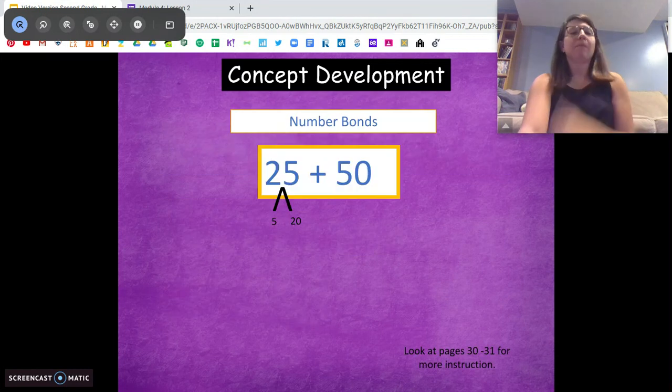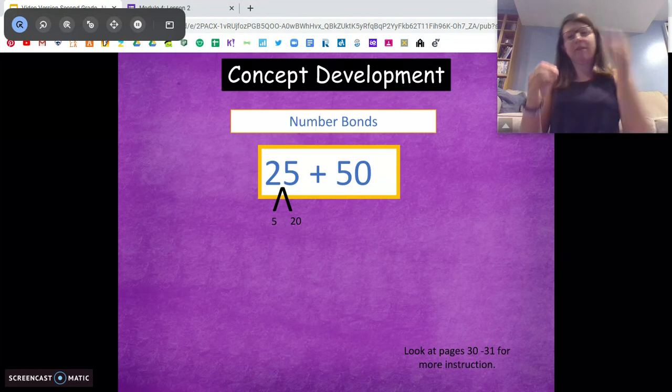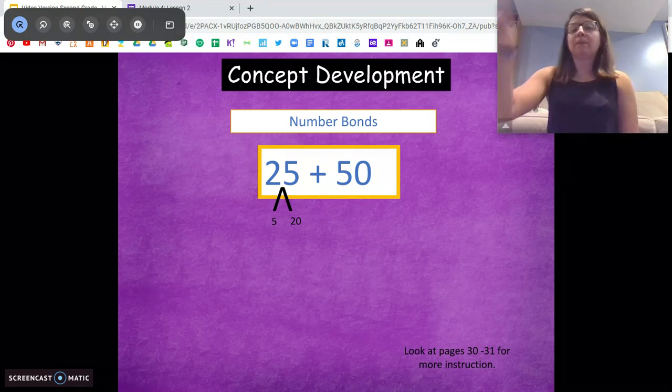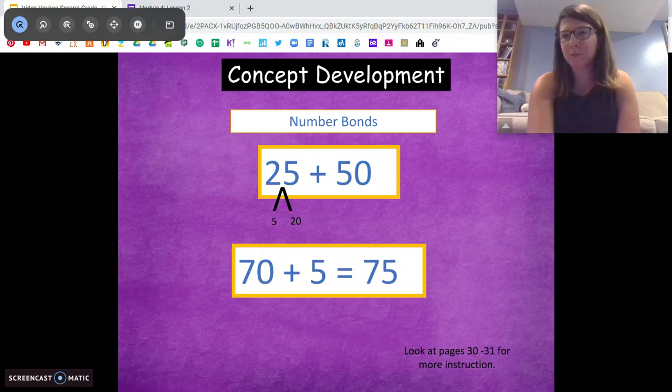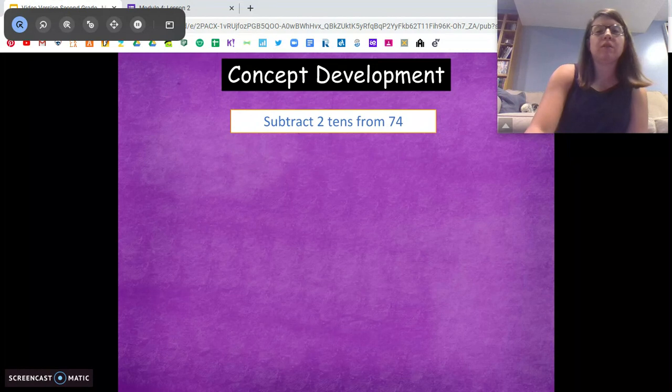Awesome. All right, number bonds. We're going to break 25 into our tens and ones, 20 and 5. We're going to add our like terms, add our tens. So 20 plus 50 is 70, plus 5 more is 75. Awesome job.